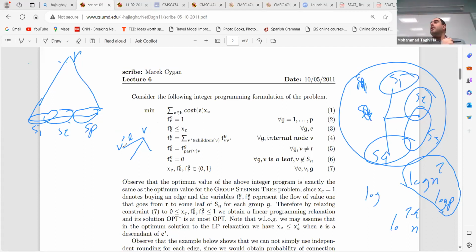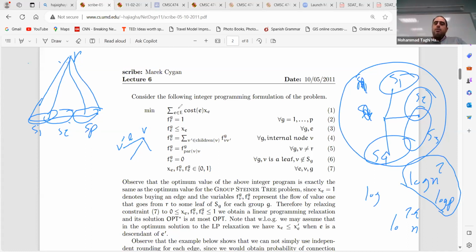So all the leaves are in the groups, and of course, each leaf may have several colors. You can consider each of these groups as a color, like color 1 to P, and one vertex can have several colors. So the idea is that you want to create some tree here that essentially has at least one from each of these groups. So what is the LP for this one? The LP would be this one.